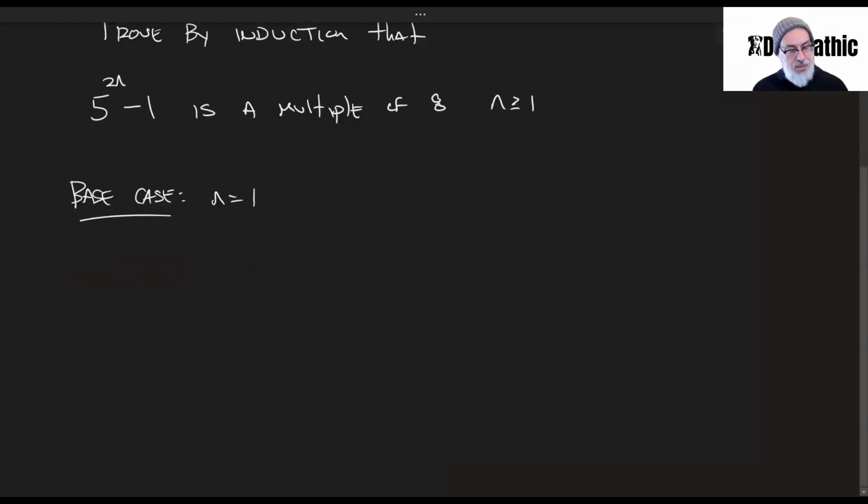Now on this channel, I like to emphasize the left-hand side and the right-hand side being equal in the base case and in the inductive step. But here we don't really have a right-hand side. We have an expression, 5 to 2n minus 1. So we're just going to replace in this expression n equals 1 and then show that it is indeed a multiple of 8.